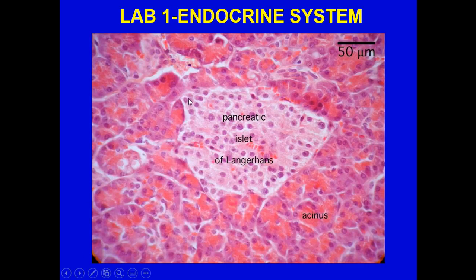Here is a pancreatic islet. All of these here are acini, plural acini. But you notice how they're darker. The pancreatic islet stands out here, distinct, because it doesn't take up the stain. It's almost faded. These clusters here contain alpha, beta, delta, and F cells. Okay.